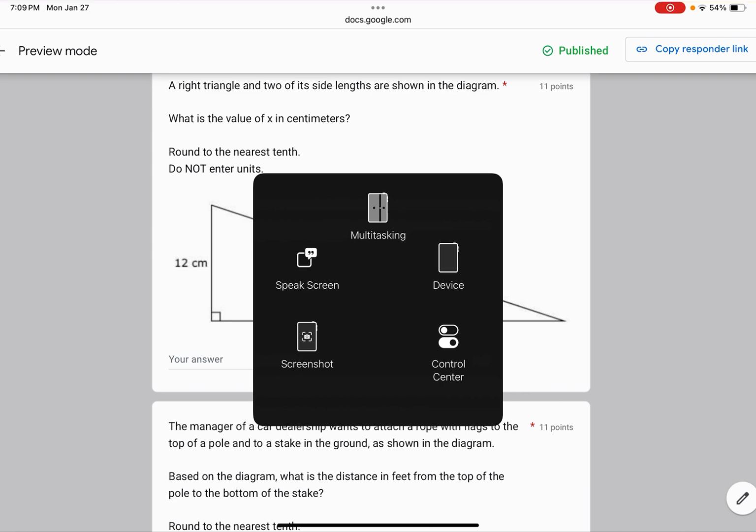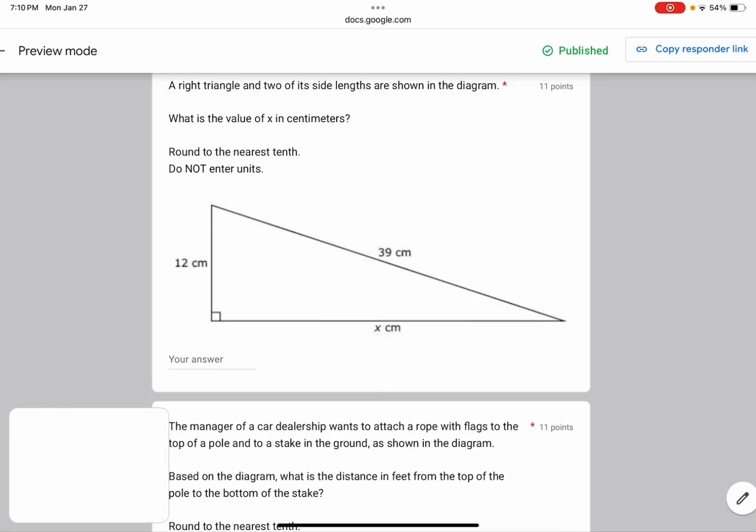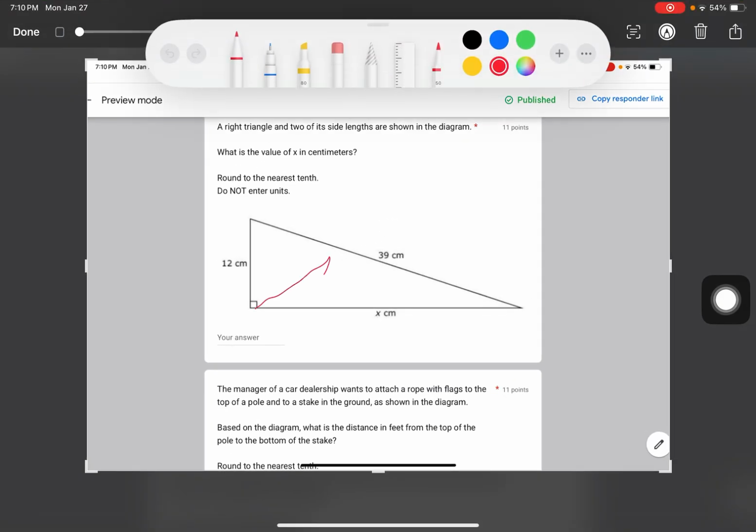Like on this one too, you're finding the hypotenuse. So you do square root 30. They give you the hypotenuse and you're looking for a leg. 39 squared minus 12 squared, and that will give you x. So if they give you the hypotenuse and you're looking for a leg, subtract. If they give you 2 legs, you add.